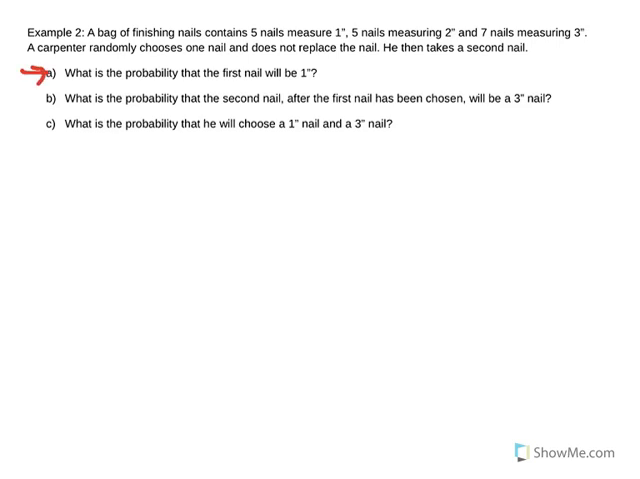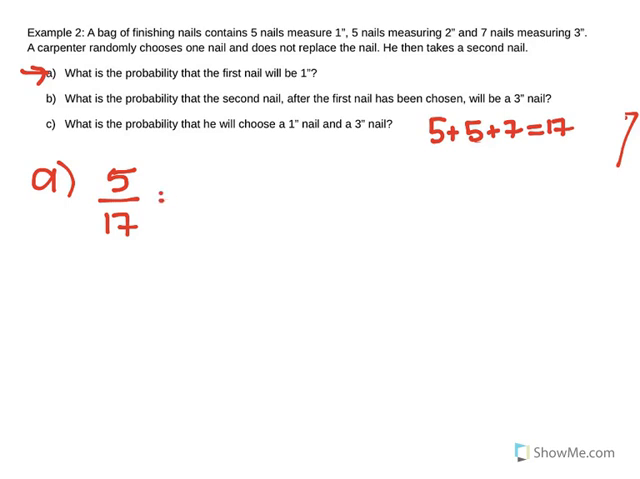So if we're going to do just part A, we want to say what's the probability that the first nail is 1 inch. So there are 5 1-inch nails out of a total of 5 plus 5 plus 7, so there's 17 total nails to start with. So we'll put the 17 on the bottom. If we were to divide those and times by 100, we would get a percentage of 29%. So you got pretty good odds there.